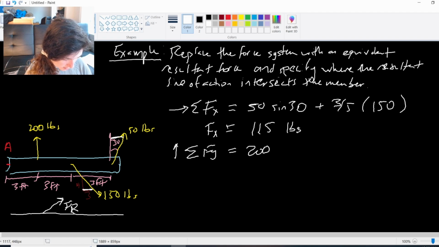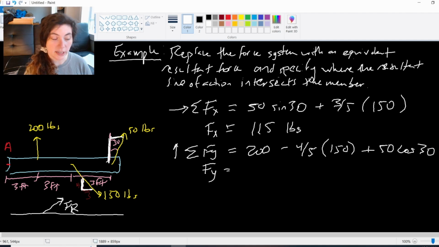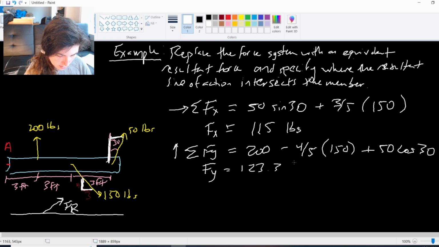And then my next force here, I have the minus, right? This next force is going downwards, minus 4/5 times 150 is the y component of that force. And the y component of our 50-pound force is going to be plus 50 cosine 30. So I plug all of that into my calculator, and it gives me that my y component is 123.3 pounds.